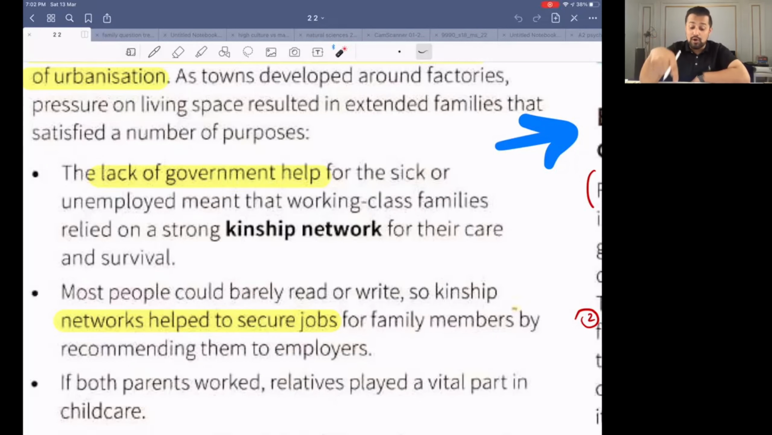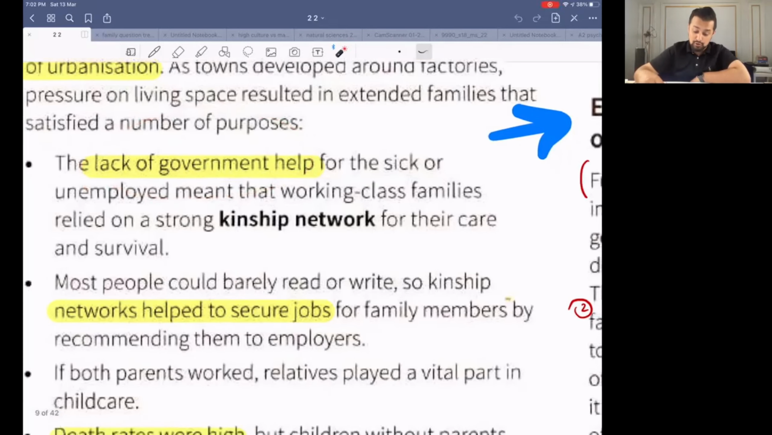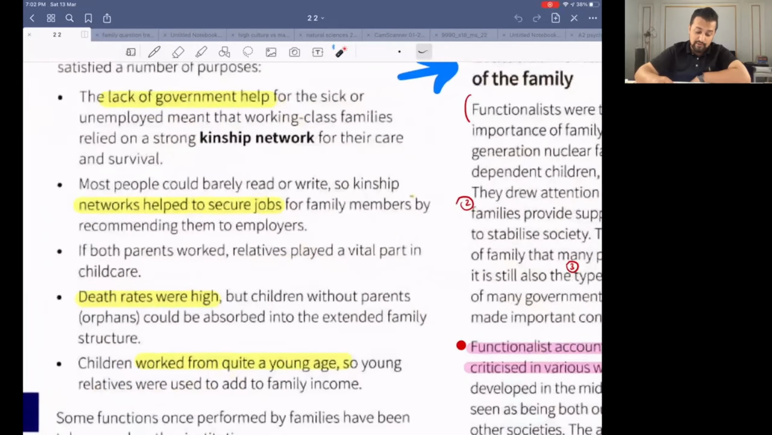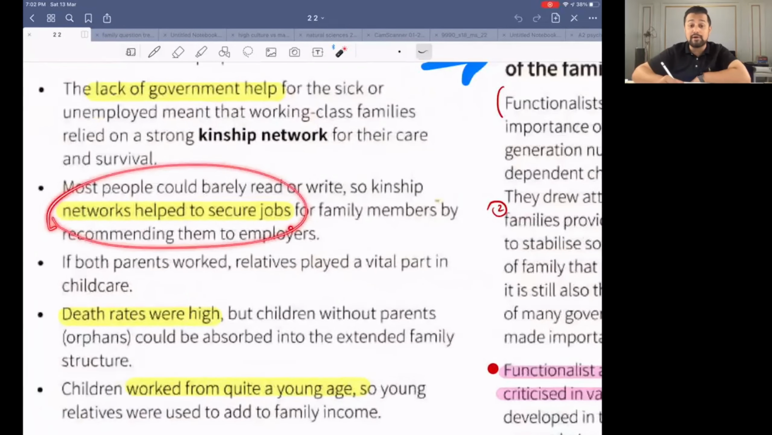According to this explanation, because people migrated from rural areas to urban areas, over there they required a lot of support from people who were like them, who shared the same background, because of which it was necessary for them to go and live together with others' help. Why? Because you didn't have government support. In this case, this would have helped you be a part of a network that would have helped you secure a job, right?